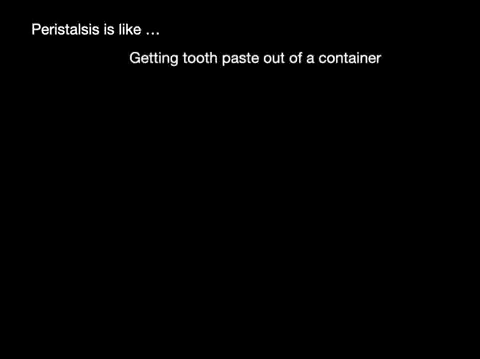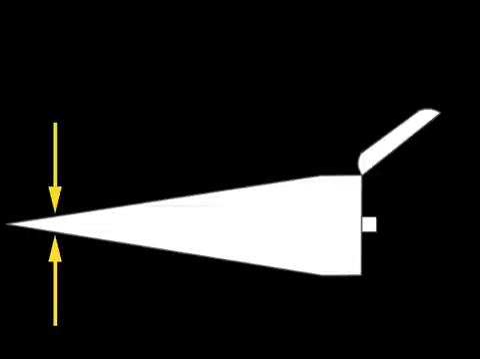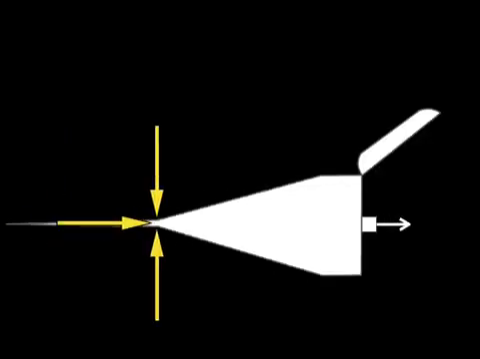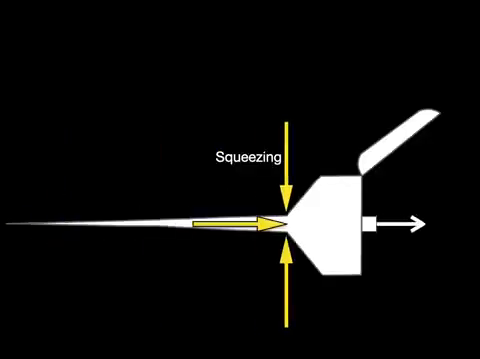It's like getting toothpaste out of a toothpaste container. So here's a toothpaste container. We open the lid and we go like this. Squish! And you notice that when you do that, toothpaste comes out. And then you push. Squish, push, squish, push. Squeezing and pushing, that's where you get toothpaste out. Well, peristalsis is like getting toothpaste out of a container.